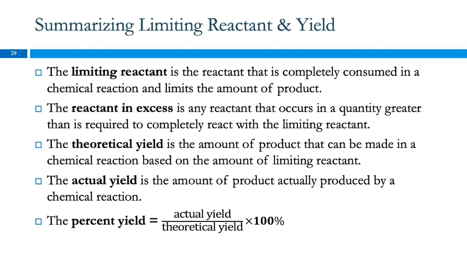So this is a summary of these terms. Limiting reactant is completely used up. It limits the amount of product, limiting. The reactant in excess, we have extra. The theoretical yield, how much can be made based on the amount of the limiting reactant. Actual yield, amount actually produced, and then the percent yield equation there.